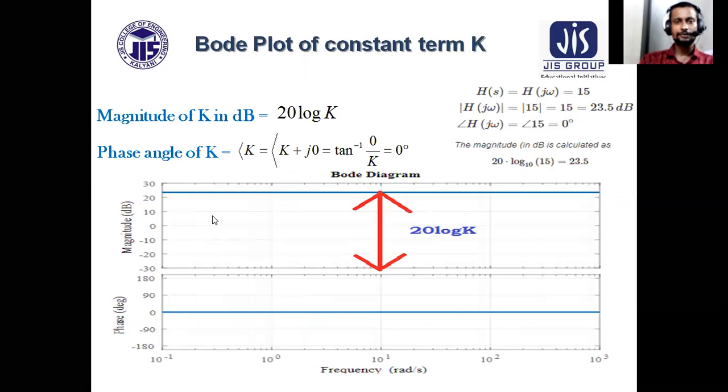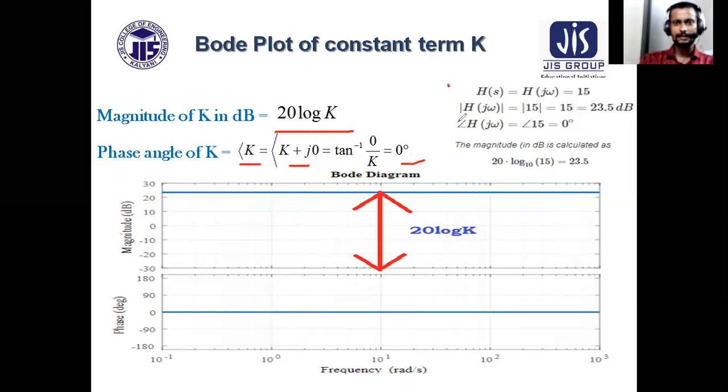So let us start with individual terms. First, let us start with getting the Bode plot of the constant term. Bode plot means getting the magnitude plot and the phase angle plot. So magnitude of k in decibel will be 20 log k. And the phase angle of k, any constant: k could be written as k plus j0. So its phase angle will be tan inverse b by a, that is 0 by k, that is 0 degree.